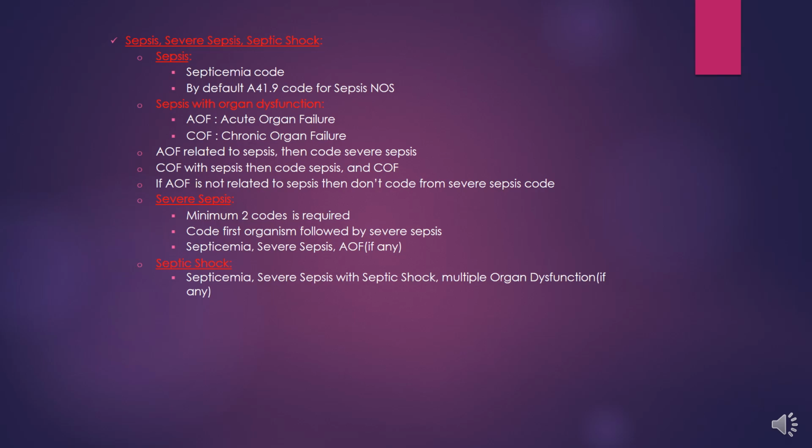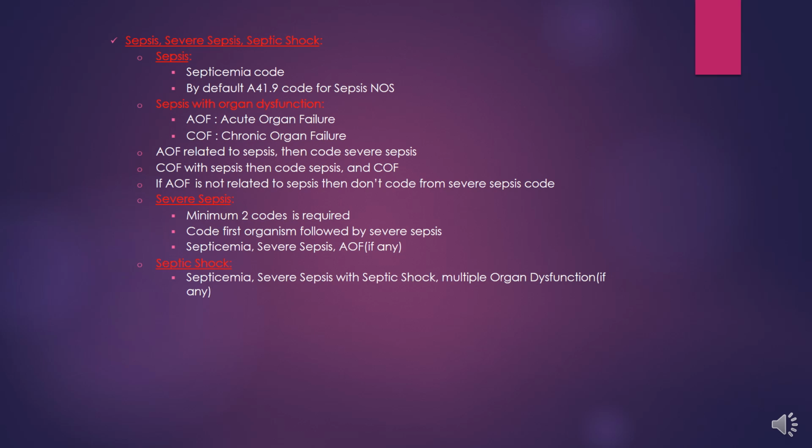Sepsis, severe sepsis, septic sepsis, septicemia: code by default A41.9 for sepsis. Sepsis with organ dysfunction: AOF is acute organ failure, COF is chronic organ failure. If AOF is related to sepsis, then code severe sepsis, COF with sepsis, then code sepsis. And if AOF is not related to sepsis, then don't code from the severe sepsis code. For severe sepsis, a minimum of 2 codes is required.